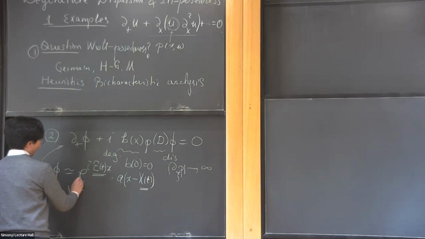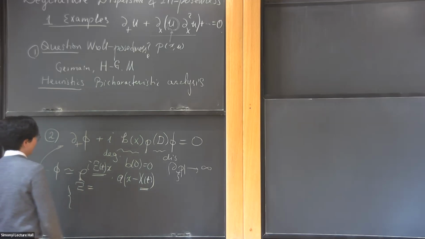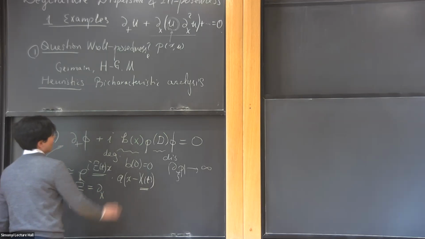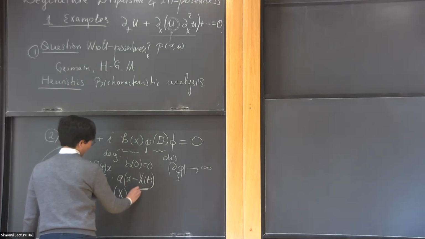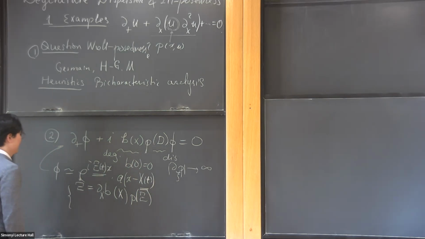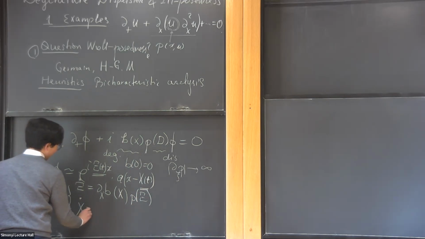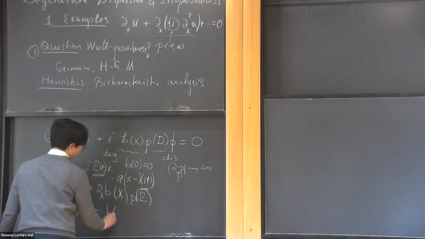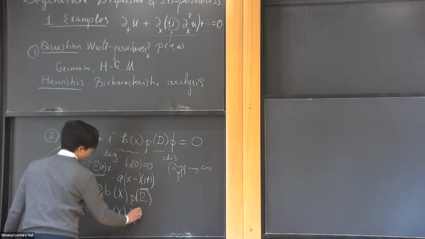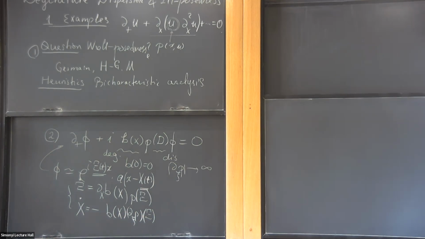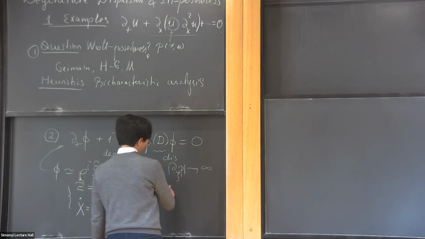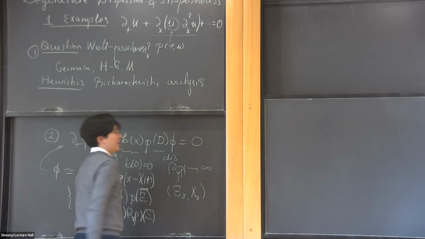So ξ dot is ∂x b evaluated at x times p evaluated at ξ, and x dot is minus ∂ξ p evaluated at x. Okay. So given b and p, this is a completely explicit system of ODEs, which can be solved if you just specify the initial frequency and the initial space location.